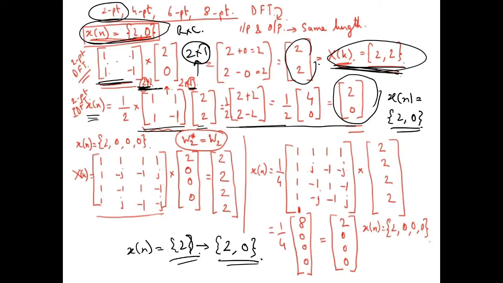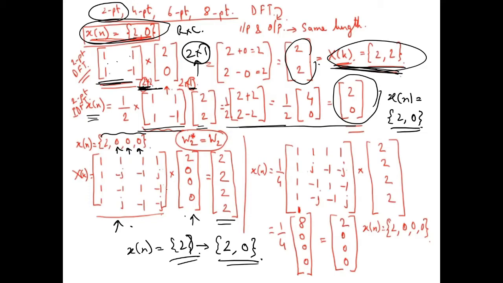Now let us say we want to perform the same thing using 4-point DFT. Initially we padded the signal with 0, and now we have to pad a couple more zeros to make the signal suitable for 4-point DFT operation. So the 4-point DFT matrix is over here. We get this signal over here, and we get this value.